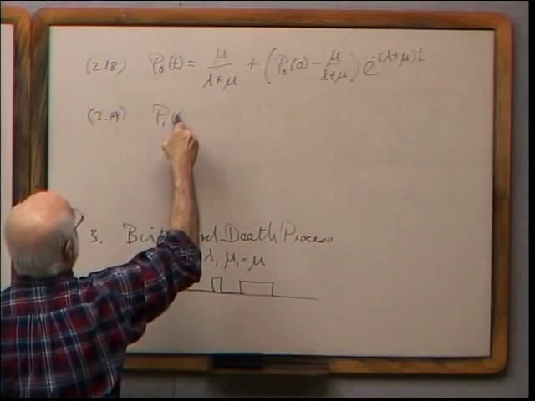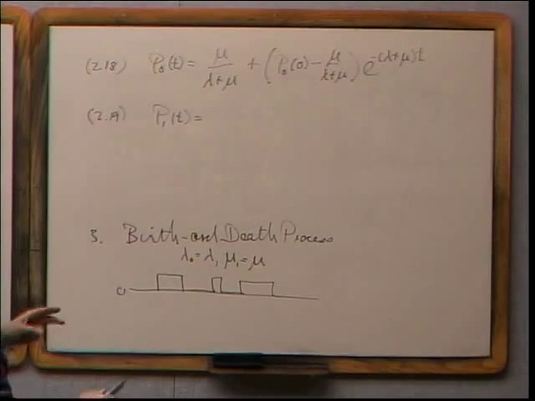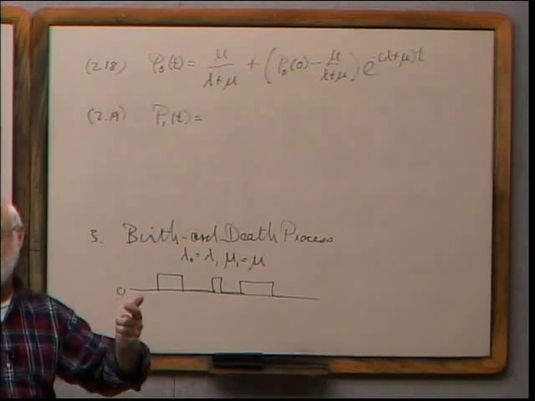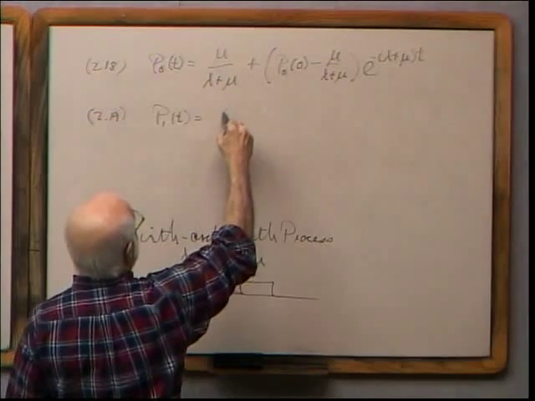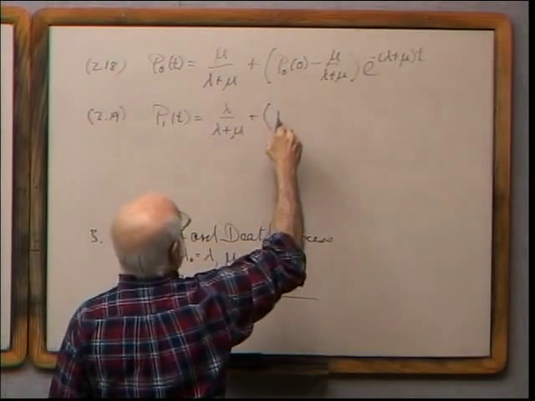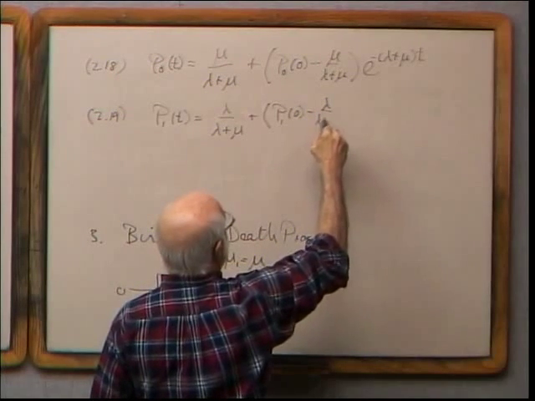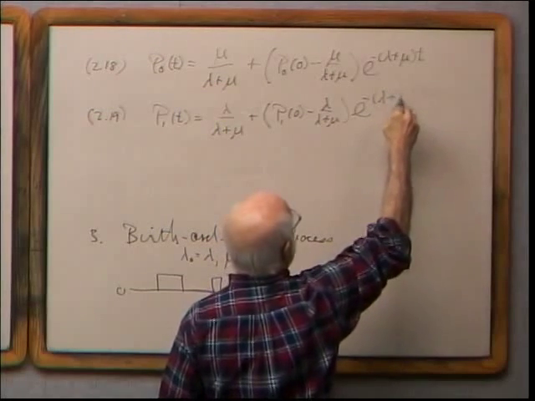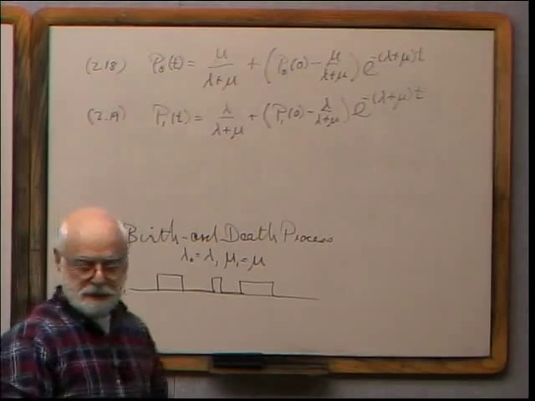And of course, P1 of t and P0 of t are just reflections of each other, with one having lambda replaced by mu and vice versa. So I can write down again the answer immediately. It's going to be lambda over lambda plus mu plus P1 of 0 minus lambda over lambda plus mu times e to the minus lambda plus mu t. So that's my solution.